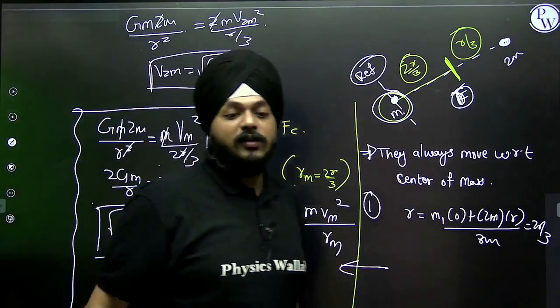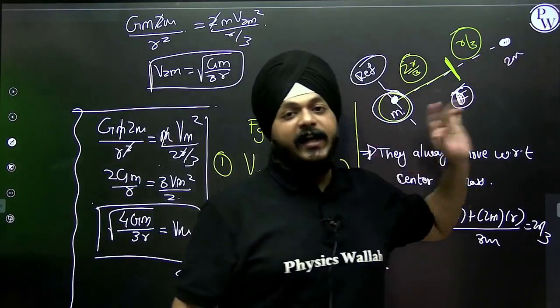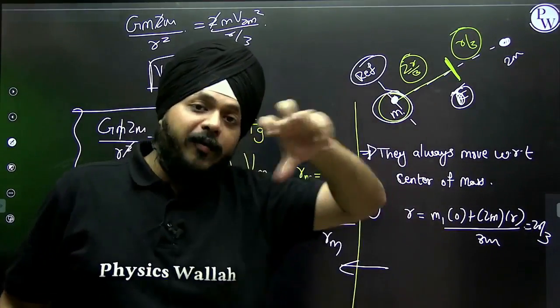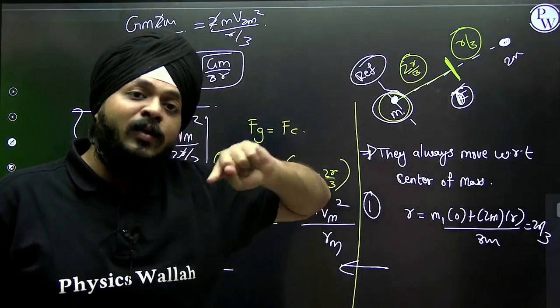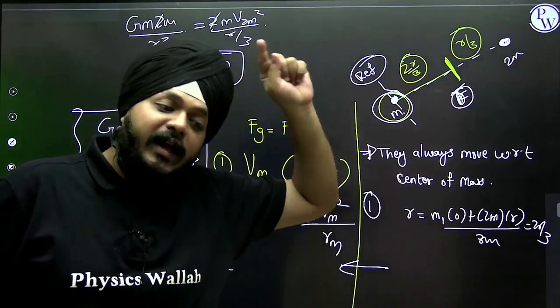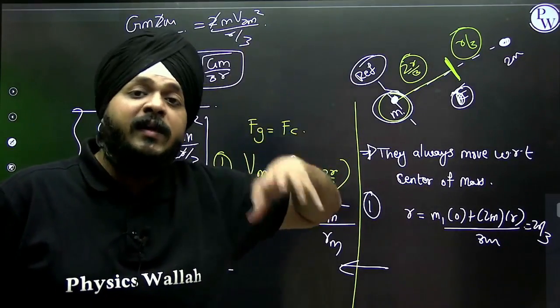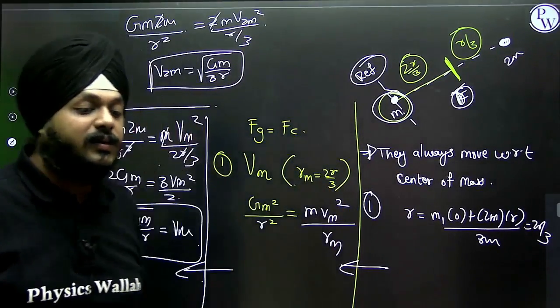So this is what I mentioned. If they are two unidentical masses, then obviously they are going to revolve, right? They are going to move on a circular path, and the radius will be calculated with respect to the reference point, and that reference point will be the center of mass of the particles.